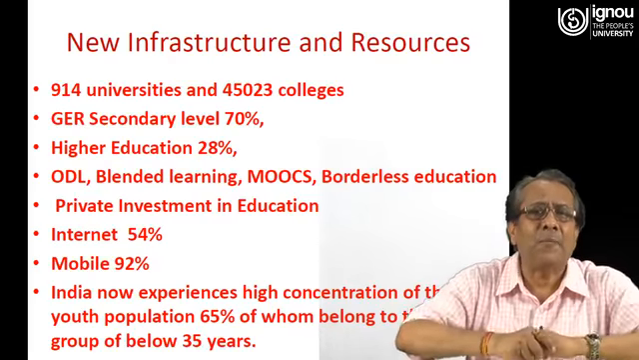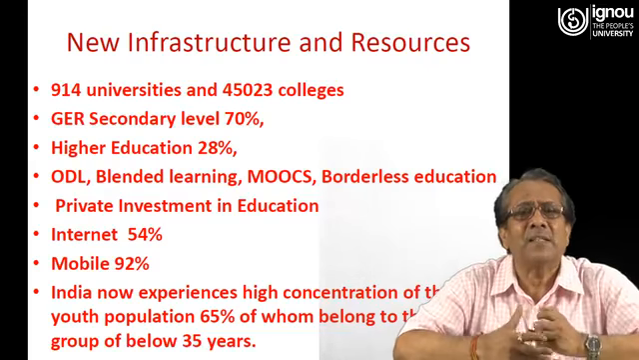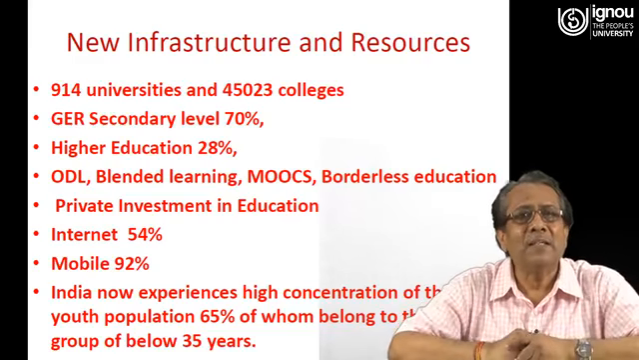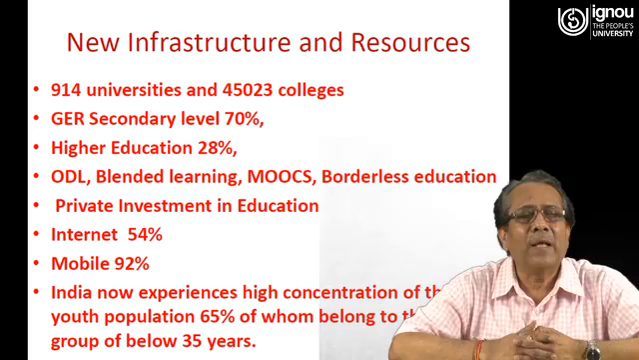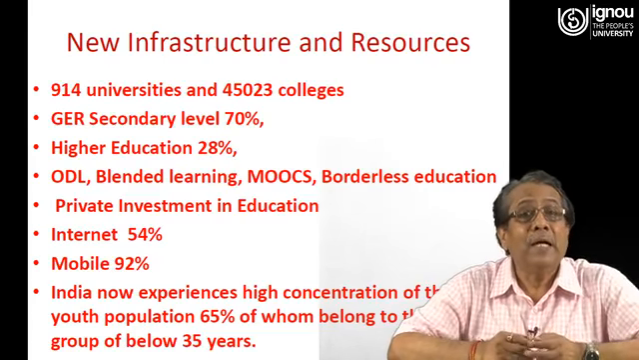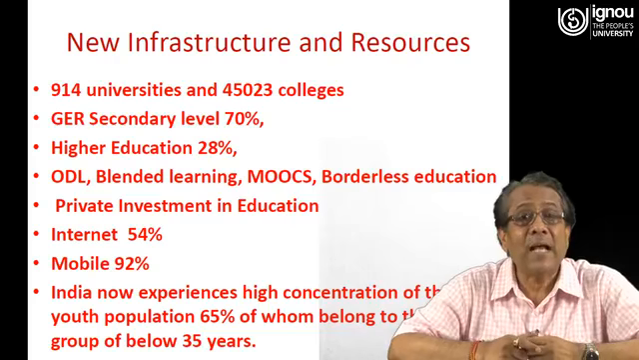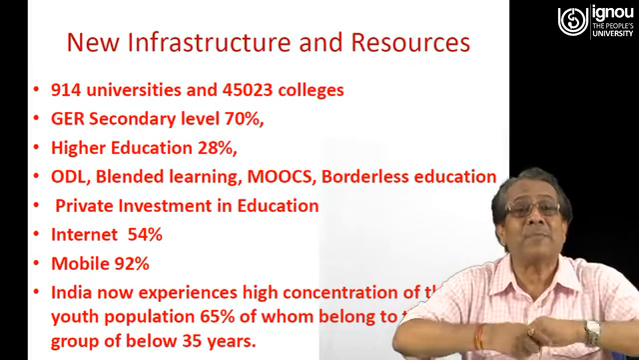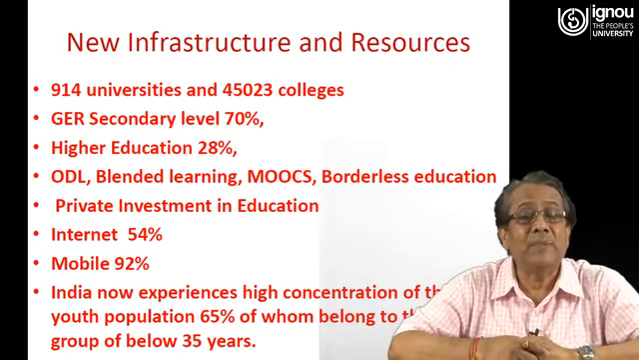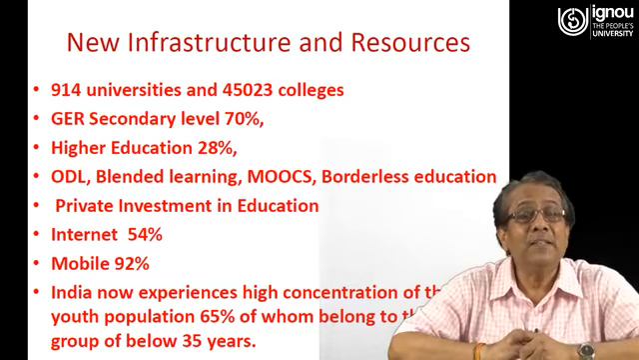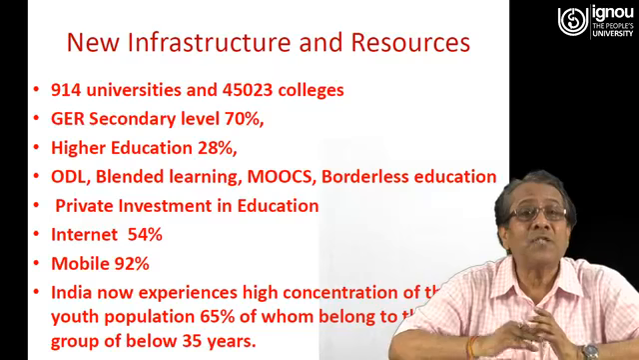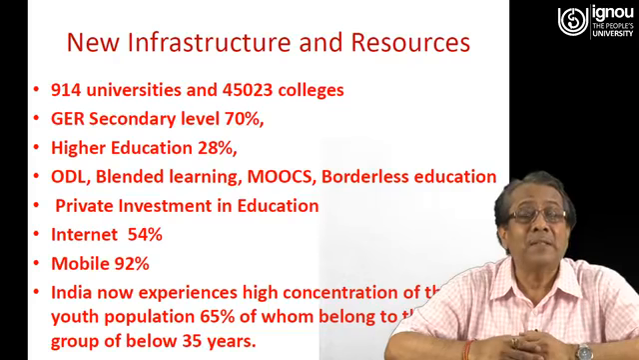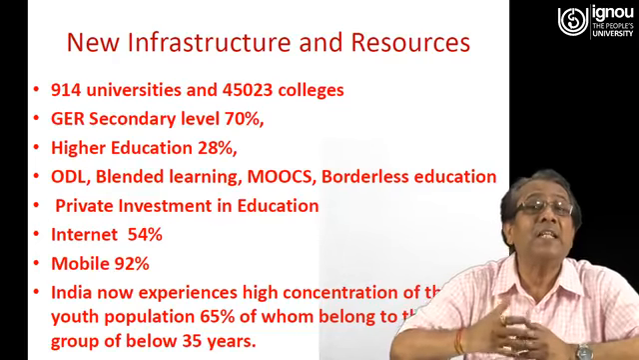What kind of infrastructure do we have to usher in the era of knowledge economy in Indian society? When we got independence, the number of universities in India was less than 100. Now in India we have 914 universities and more than 45,000 colleges. This is a huge expansion of the infrastructure of the educational arrangement, especially of higher education. The gross enrollment ratio in higher education, when India got independent, was only 4%. Now more than 28% of people go to the doorstep of higher education. The GER in higher education has increased.